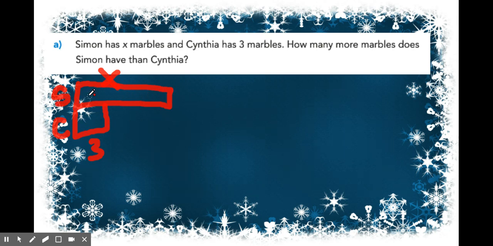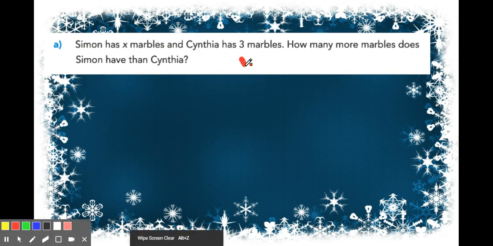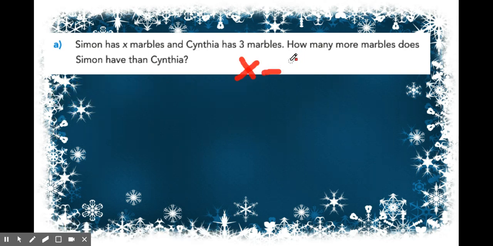How many more marbles does Simone have than Cynthia? Well, to find out how many more she has, I know I'm going to have to take what Simone has, and take Cynthia's 3 marbles away from that. And that will tell me how many more Simone has. So the expression I'm looking at is x minus 3.